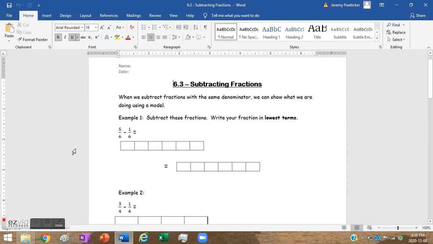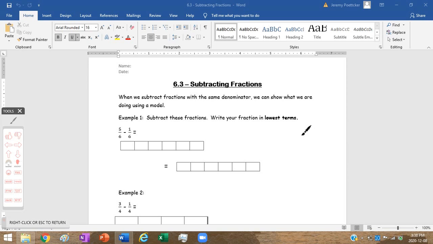A couple things to chat about here with subtracting fractions. They're actually quite similar to adding fractions. When we look at subtraction of our fractions, as long as the denominator is the same, it's a really simple process. I think every one of you could tell me without too much thinking, what is 5 minus 1?